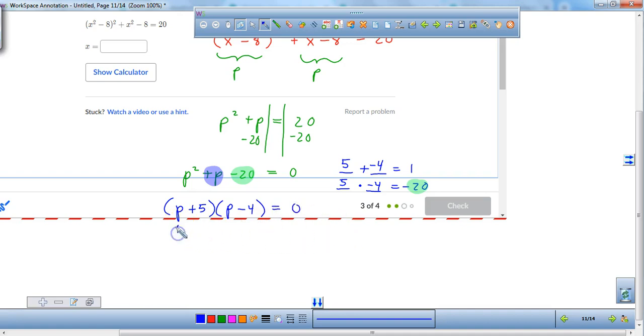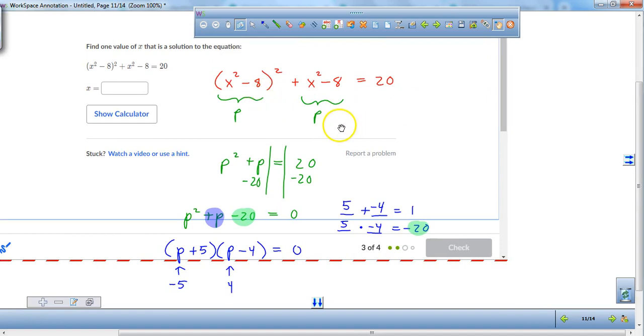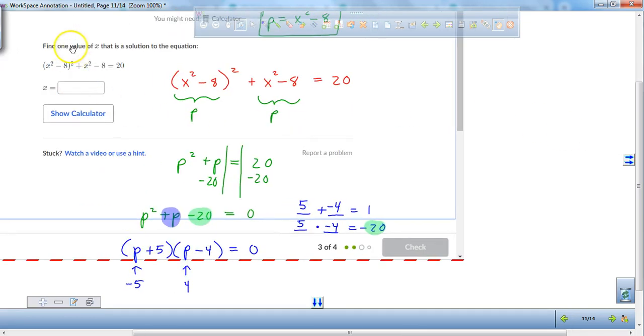Now we have a couple of options here to go with. We could say p is equal to a negative 5. We could also say p is equal to a positive 4, but we're only going to choose one of these answers, because when you square something right here, we have to use one or the other. So we can either use a negative 5 or a positive 4 for this particular case. So here's what we're going to do. All we have to do is find one value of x. We don't have to find both values of x.